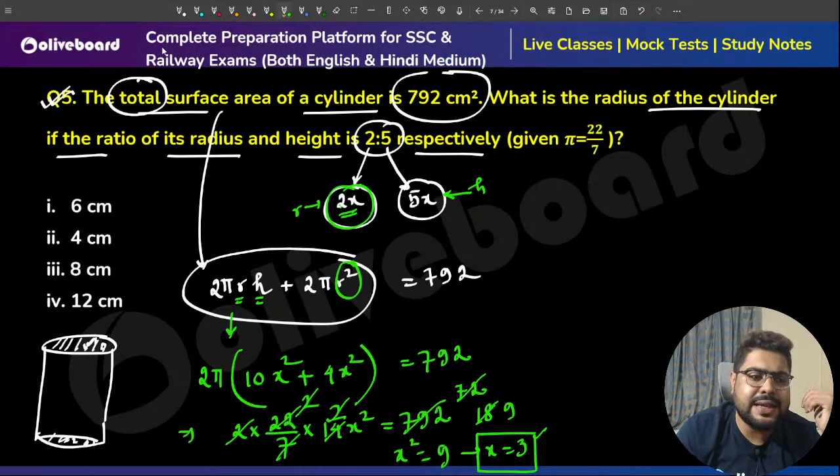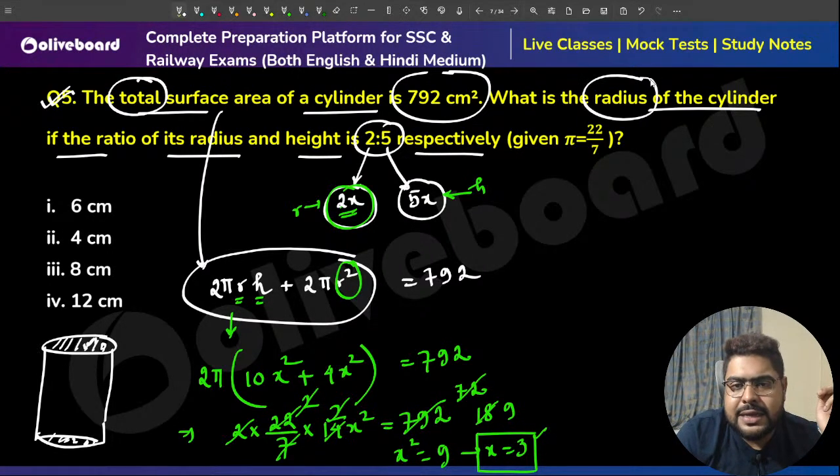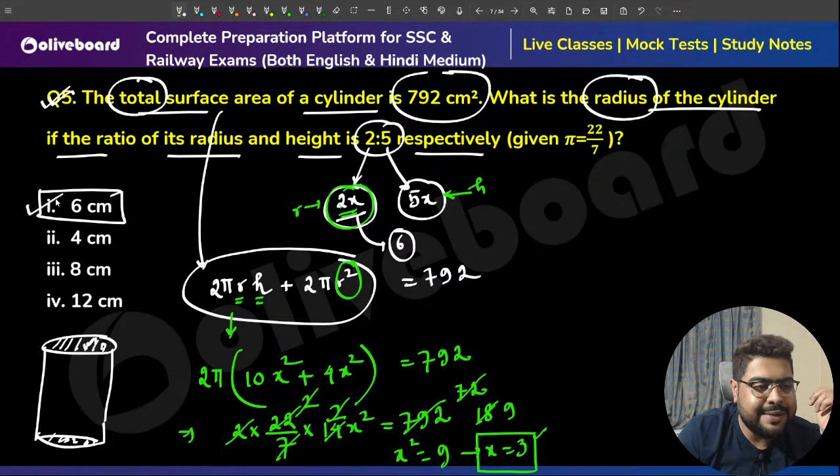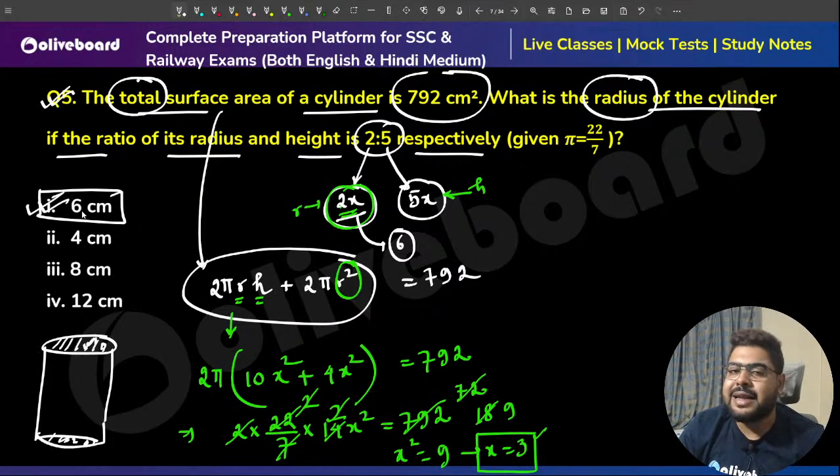Now what they are asking? Radius of the cylinder, radius, so 2x, x is 3, so radius will be 6. 6 centimeter, option number 1 is our correct answer, sir. It is the correct answer.